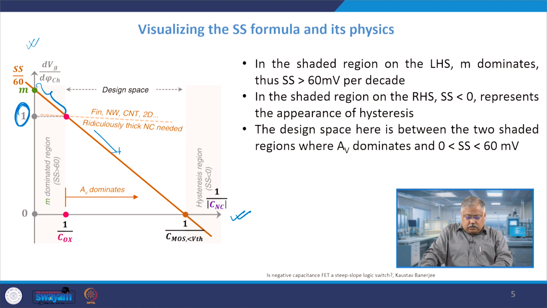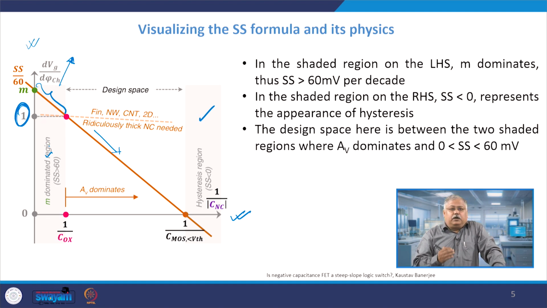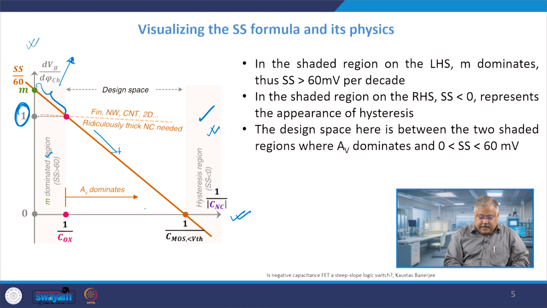Now in the shaded region on this side, if you look very carefully, M dominates, and therefore the subthreshold slope is always greater than 60 millivolts per decade. Why? Because here the body factor dominates. On the right hand side, the subthreshold slope is actually negative, less than 0. This is the appearance of hysteresis or negative capacitance. The design space between the negative value and a positive value of M is where your AV, the voltage gain, dominates, and your SS is between 0 and 60 in this particular region. This is where the internal voltage gain dominates.